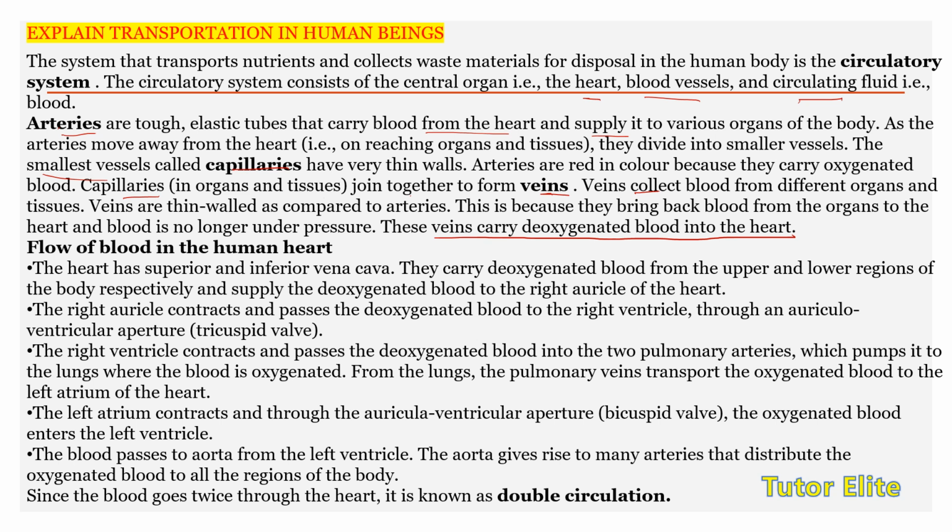Okay, see, arteries supply the blood to all parts of the body. Yes, they supply to the various organs of the body, and veins carry the deoxygenated blood. Okay, capillaries carry the oxygenated blood.